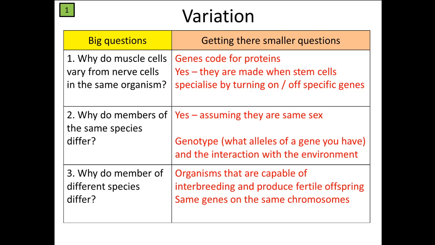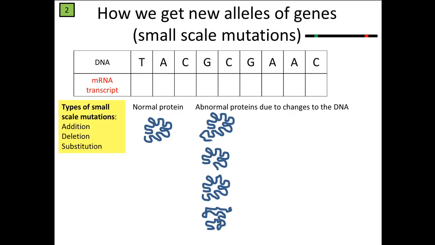Taking from this slide is knowing that there's variation, and variation doesn't mean one thing, it can mean different things at different levels. We've been mainly working on number 2, why do members of the same species differ, and then we looked at natural selection and directional selection, and then we've moved on to different species in the environment and diversity indexes. We're now going to go through how we get new alleles of genes, small scale mutations.